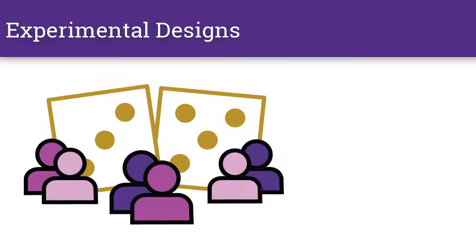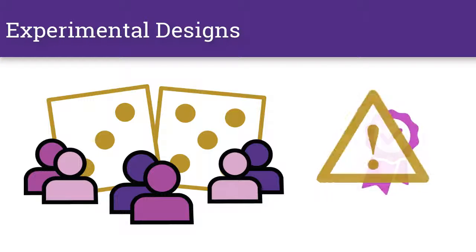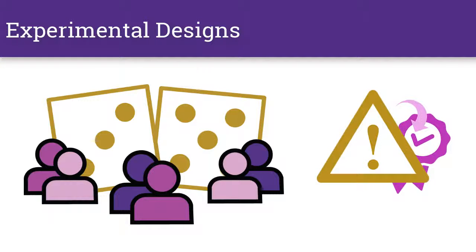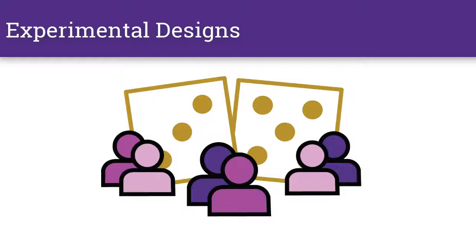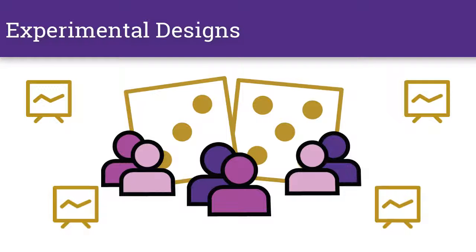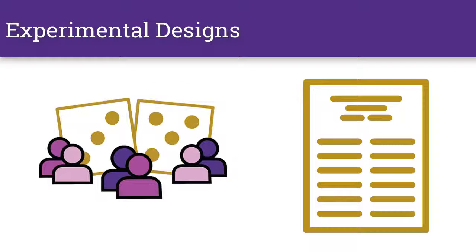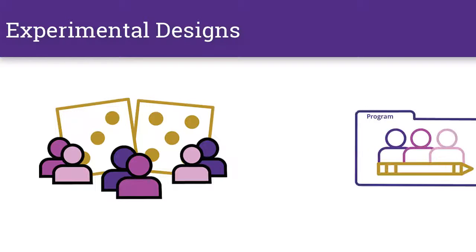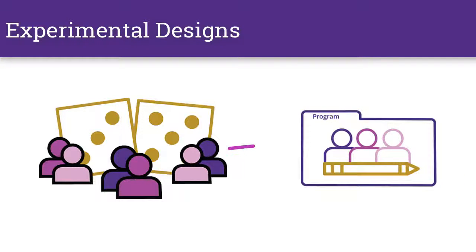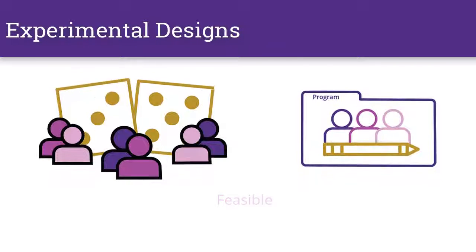Experimental designs can control for and eliminate most of the threats to internal validity. That is, they can eliminate many alternative explanations for the observed outcomes of a study. In healthcare research, experimental design is traditionally considered a gold standard for evaluation. However, employing a true experimental design to evaluate a program may not be feasible.